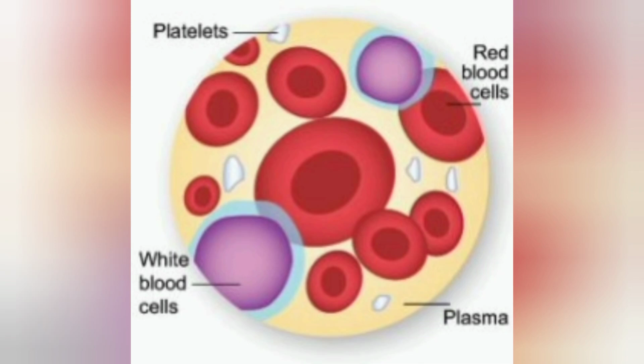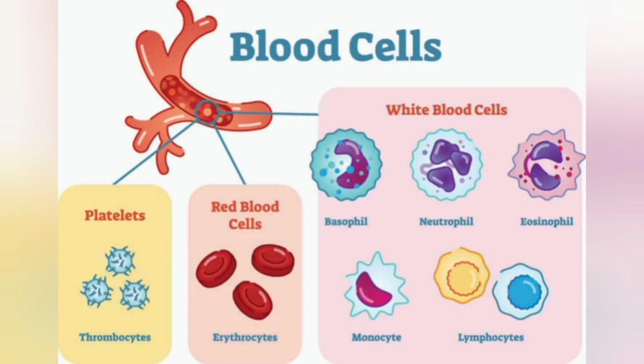Now, what about the blood cells or corpuscles? Blood corpuscles are of three types: red blood corpuscles or RBC, white blood corpuscles or WBC, and the platelets. RBC or erythrocytes contain hemoglobin, and hemoglobin is the respiratory pigment, so they transport oxygen and carbon dioxide. They are biconcave disc shaped structures and red colored.